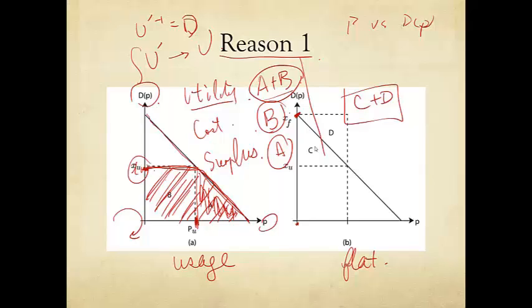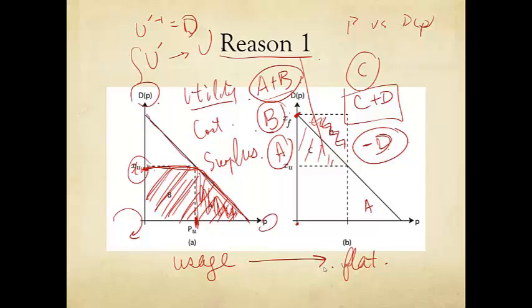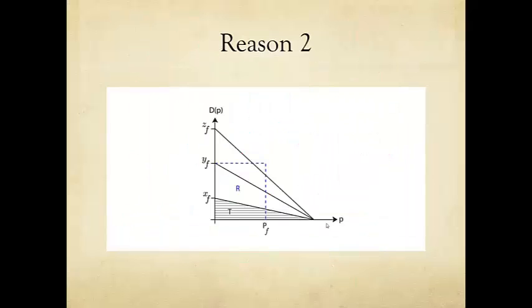The extra utility you achieve, however, is only area C. So the negative surplus is area D. This is negative surplus. And in fact, you can have enough negative surplus so D can be so big that it overwhelms A. So D can be bigger than area A here. And therefore, even the net surplus becomes negative as you switch from usage to flat in this comparison. So that's reason number one, that flat rate pricing leads to less surplus because it sends the wrong pricing signal to consumers.